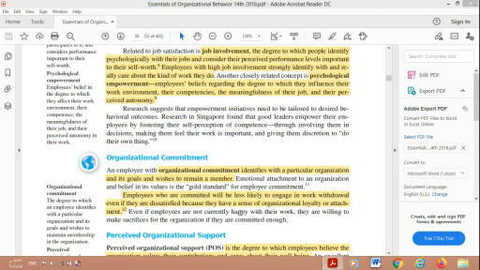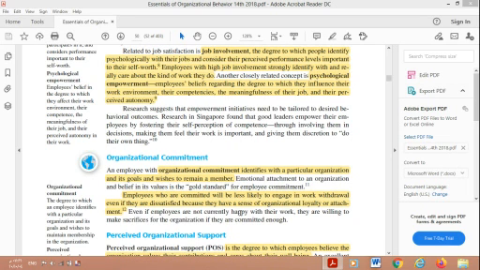So here we can say that commitment leads to a lower turnover ratio and also to less absenteeism. Okay. Also we have to talk about the main dimensions of commitment. There are three main dimensions of commitment. The first one is the affective commitment. The second one is the continuance commitment, and the last one is the normative commitment.